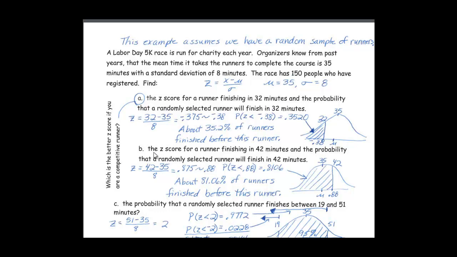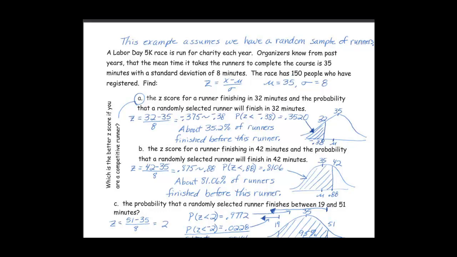So part B, we are to find the z-score for a runner finishing in 42 minutes and the probability that a randomly selected runner will finish in 42 minutes. We've got our z-score formula here. My x value for my problem was 42, so that's going in first. When I subtract and divide by 8, I come up with 0.875. Again, I'm going to round that up to 0.88.